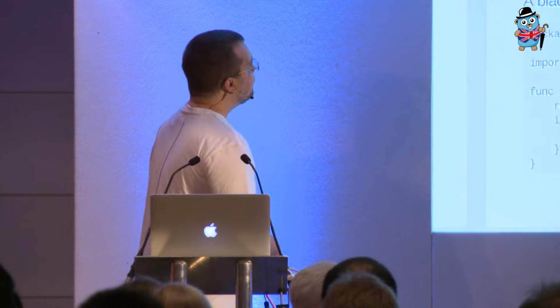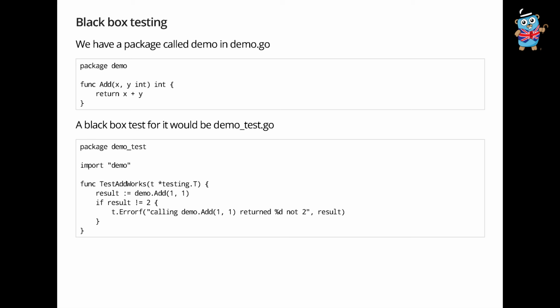That being said, we want to test the application we've just built because we have a bunch of logic in it and we want to make sure it's working. Go allows you to do regular testing, but it also has some nice helpers. For example, black box testing, which allows you to basically test the package from the perspective of another package, not having access to the internals of the package being tested. And you can do that as you see in this example. You have a package demo, which has an add function.